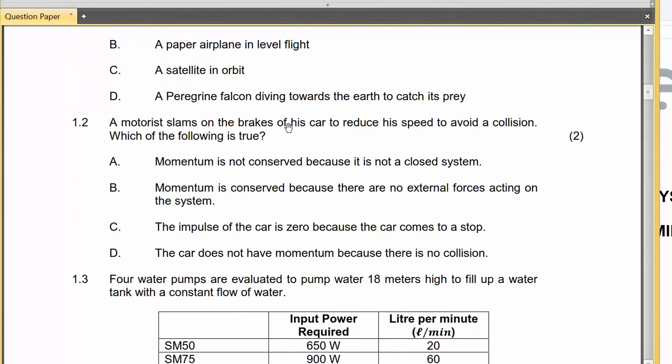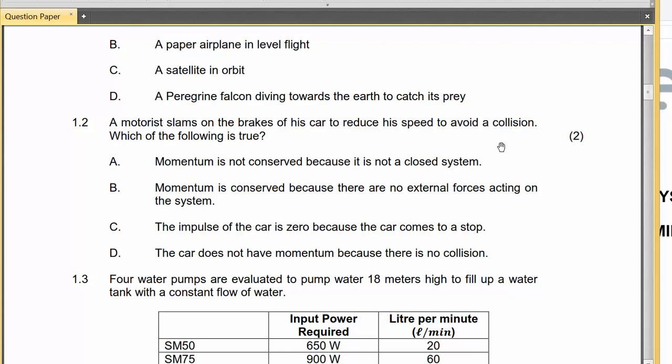A motorist slams on the brakes of his car to reduce his speed to avoid a collision. Which of the following is true? Momentum is not conserved because it's not a closed system. That's true. Why is it not a closed system? Because there are brakes being applied. Second one, momentum is conserved because there are no external forces acting on it. Clearly that's not true. There are external forces, the pushing of the brakes.